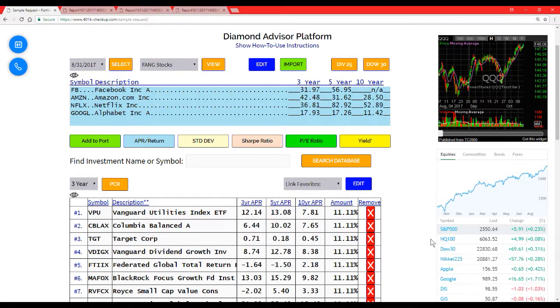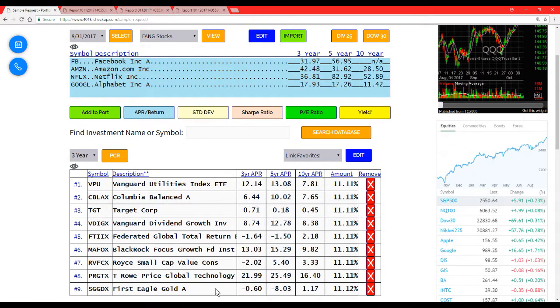Okay, today on the Diamond Advisor platform, we're going to look in a little more depth into PCR, Portfolio Correlation Ratio, something we coined, and what exactly it means, but also how to read it. So I'm going to show you a portfolio I've already pre-made down here, 9 pieces, just a mock portfolio.